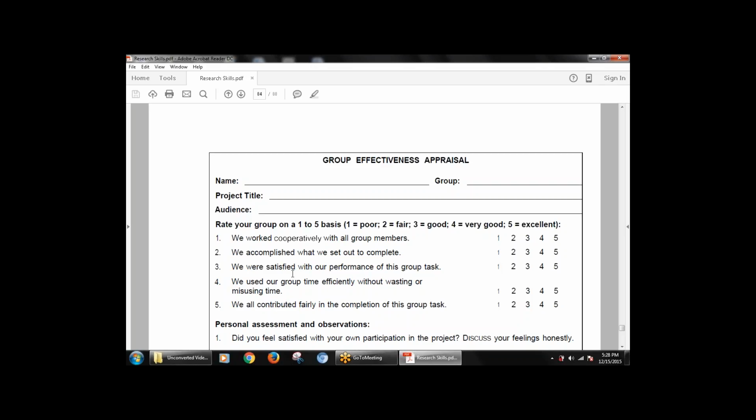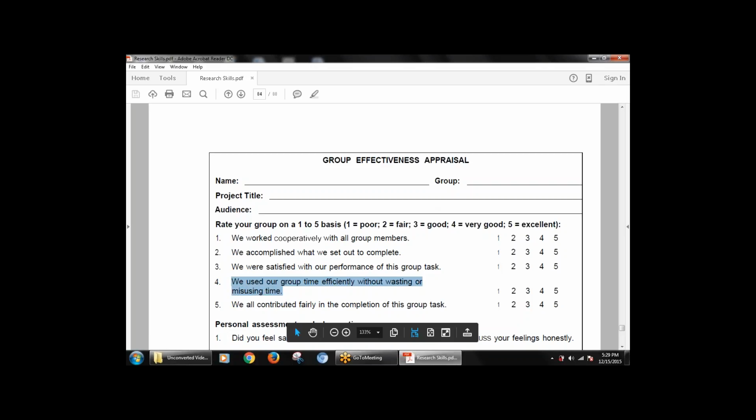So we worked cooperatively with all group members, 1 2 3 4 5. We accomplished what we set out to complete, 1 2 3 4 5. We were satisfied with the performance of the group task, 1 2 3 4 5. These are the various ratings, and this is the task. Well, if the task is fulfilled, give a rating of 3, 4, 5, any rating that is accomplished.